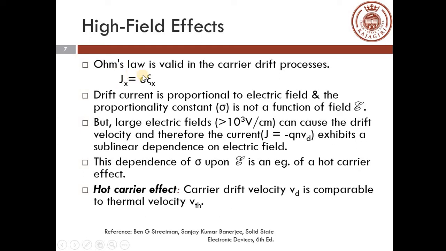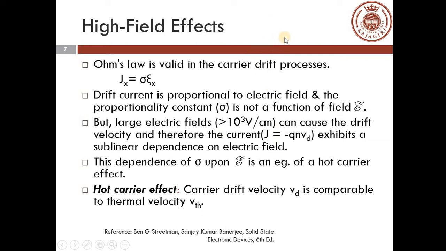where Jx is the drift current and epsilon x is the electric field and sigma is the proportionality constant. This proportionality constant sigma is not a function of the electric field epsilon. We also know that J is equal to minus Qn into Vd, where Vd is the drift velocity of carriers.